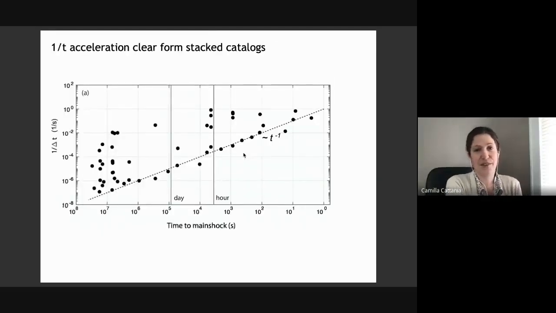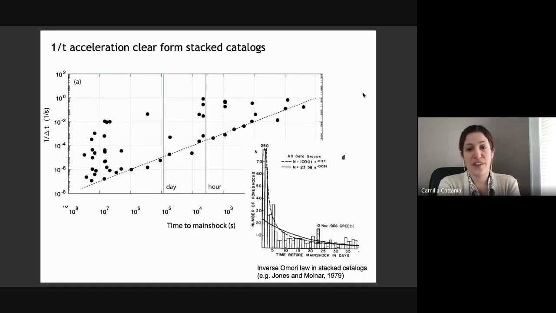So I was saying, the temporal clustering kind of occurs randomly in time. So if you are stacking different catalogs, you may be able to see the underlying acceleration much more easily. And that's the case here. Here we are basically stacking a number of consecutive earthquake cycles, and each sequence is aligned so that the main shock is always at time equals zero. And so here you can see this really nice, much clearer 1/T acceleration. And this is quite consistent with observations.